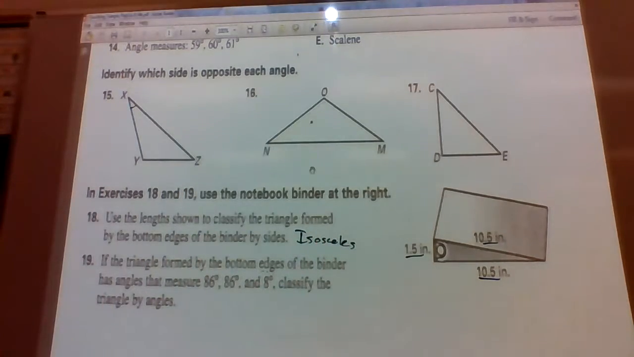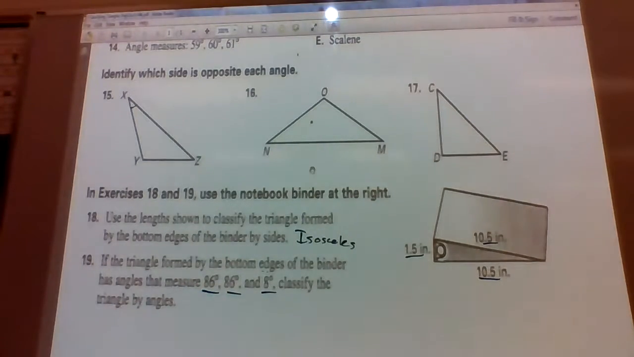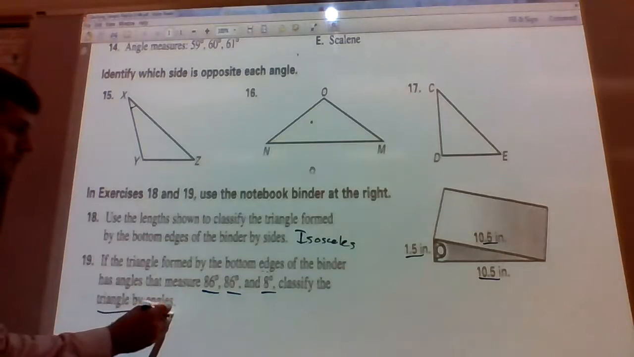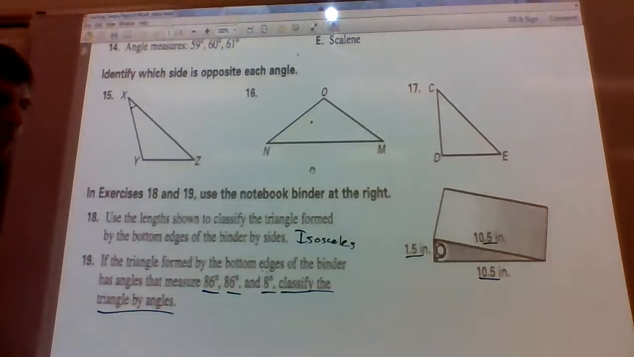Okay. And same problem. Okay, we're looking at if the triangle formed by the bottom edges of the binder has angles that measure 86 degrees, 86 degrees, and 8 degrees, classify the triangle by angle. So the immediate response from most people is to say isosceles, but isosceles is the classification by the sides, not by the angles. The question is asking for classification by angles. Okay. So our options are acute, obtuse, right, or equiangular.